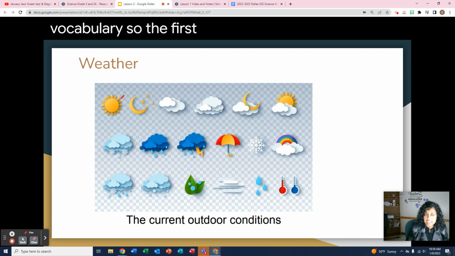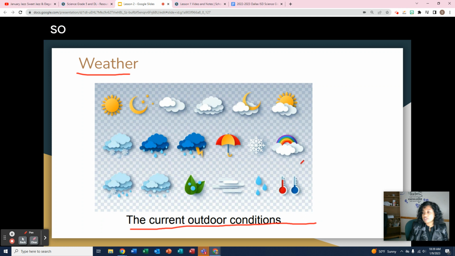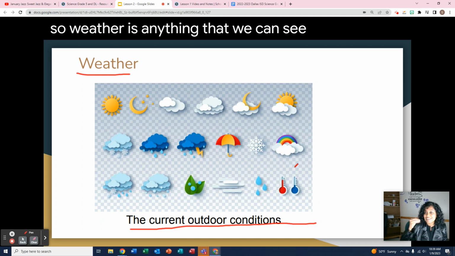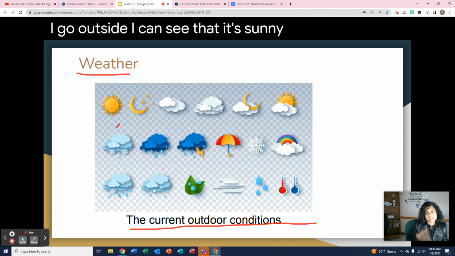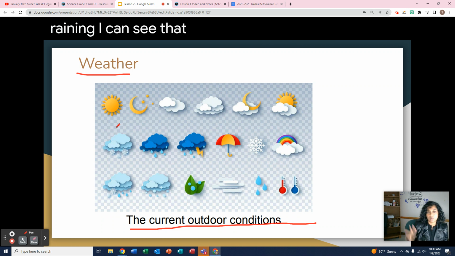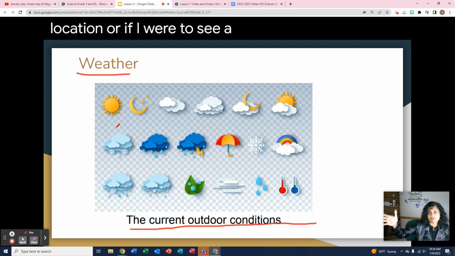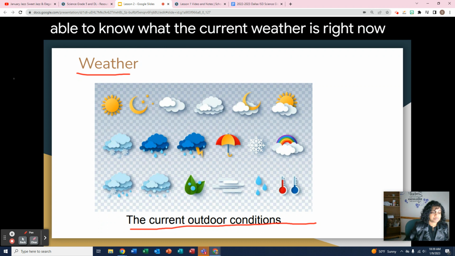So the first thing is weather. What is weather? Weather is the current outdoor condition. So weather is anything that we can see right now. If I go outside, I can see that it's sunny. I can see that it's rainy. I can see that it's snowing. So weather is whatever we can see right now, either in our own location, or if I were to see a video from China, I would be able to know what the current weather is right now.